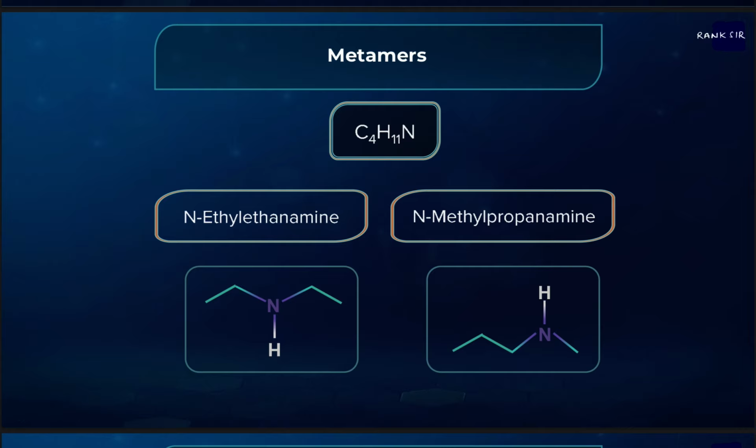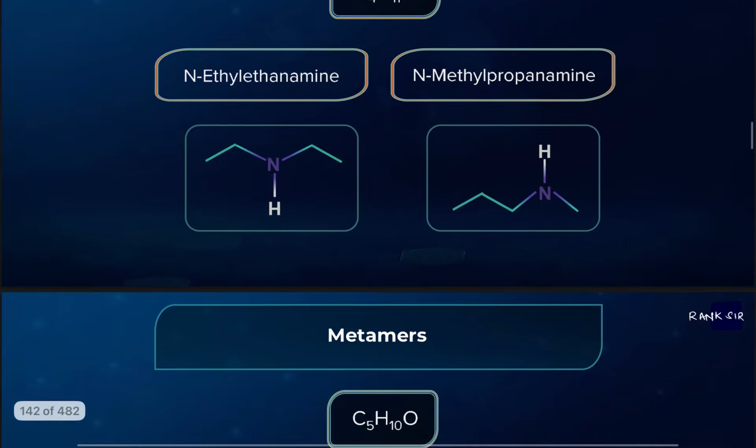Now taking one more example. Consider this is C4H11N, N-ethyl ethanamine. So this is present on nitrogen, that's why N-ethyl ethanamine. Then one carbon breaks down and attaches here, then it is converted into a propyl group. Then it is called N-methyl propanamine. So alkyl groups are different. Therefore, this shows metamerism.